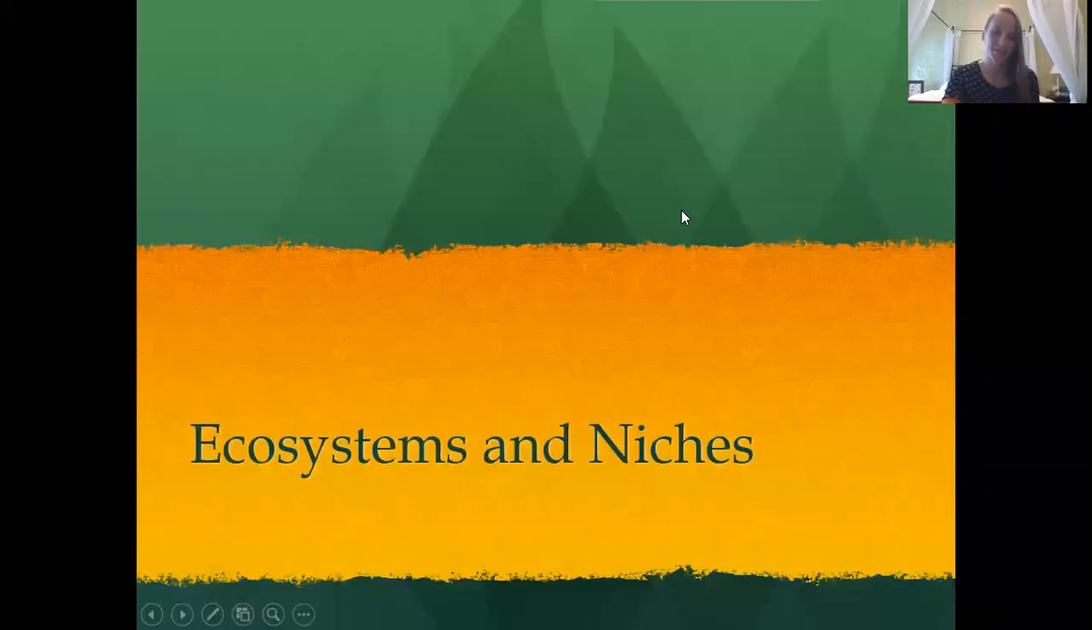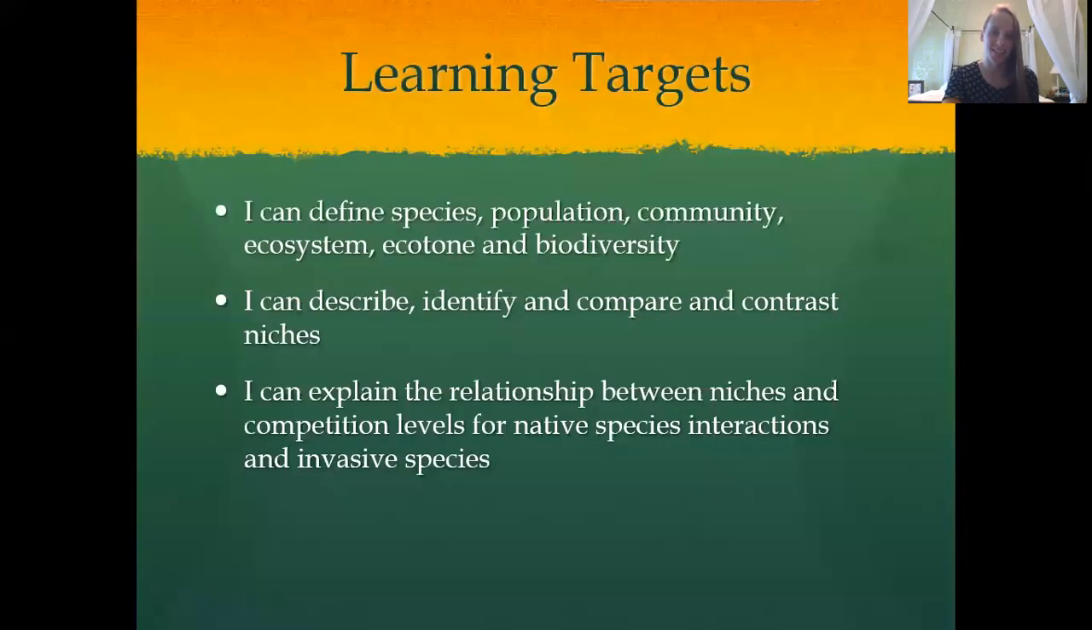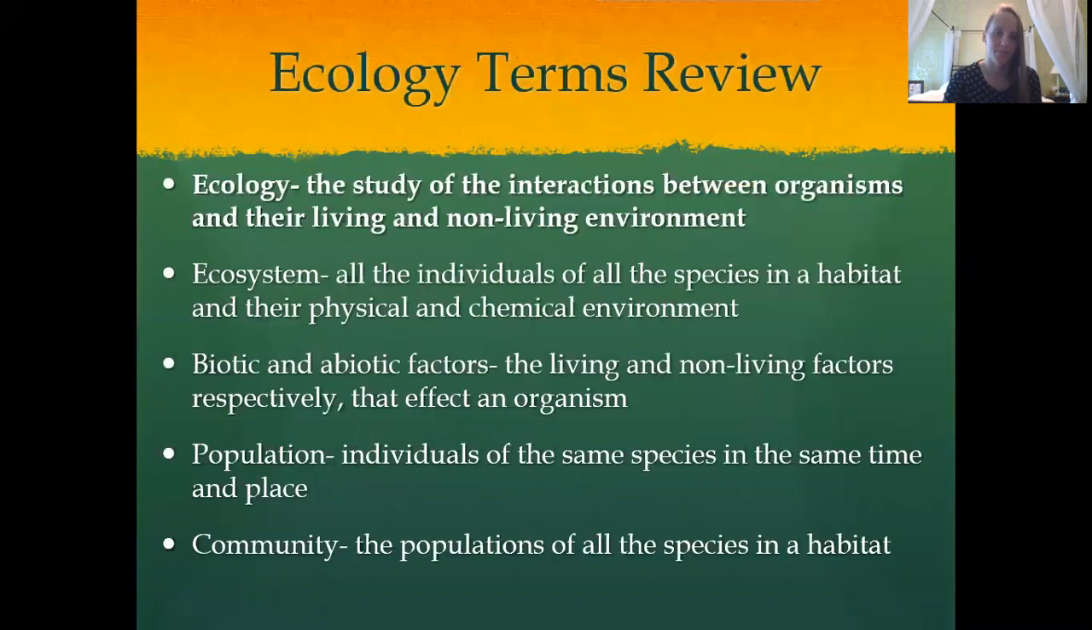Okay, so let's review some stuff about ecosystems and niches. We're once again going to define terms like population, community, and ecosystem. Species and ecotone might be new to you, and I think we've already talked about biodiversity as well. Then we're going to compare and contrast niches, and then lastly look at the relationship between niches and competition when it comes to native species and invasive species.